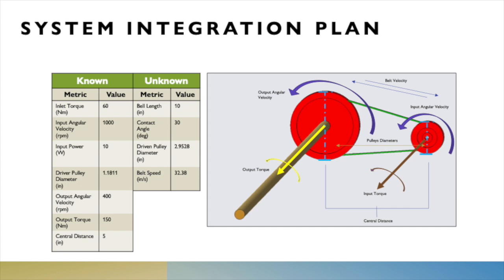as mentioned, 5 inches. Our unknowns are the belt length of about 10 inches, contact angle of 30 degrees, a driven pulley diameter of 2.95 inches, and a belt speed of 32.38 inches per second.